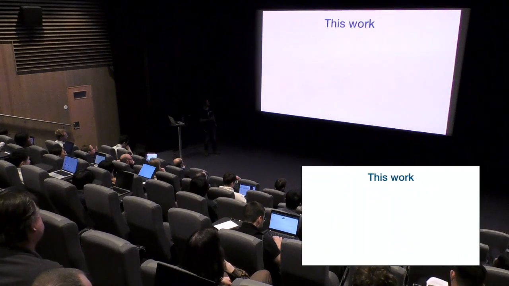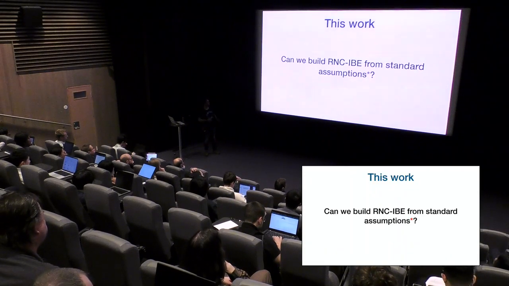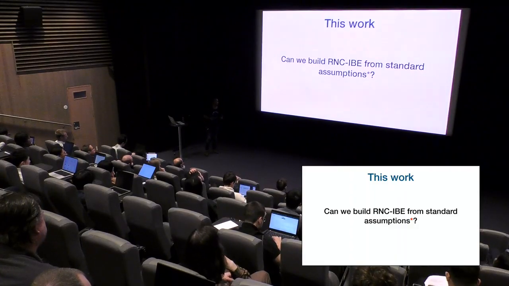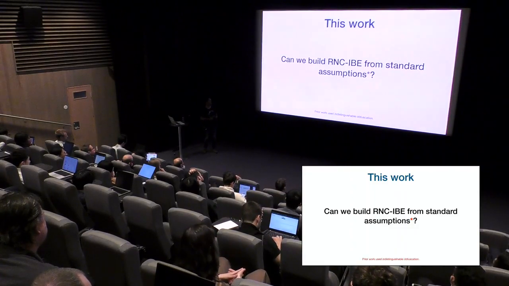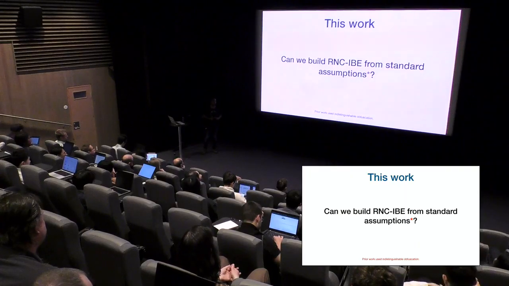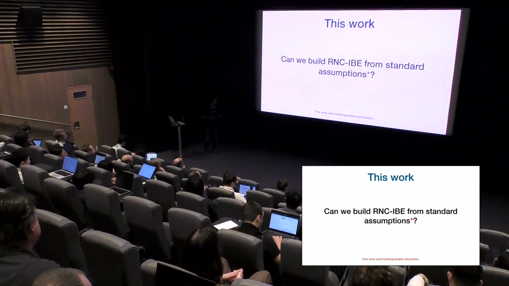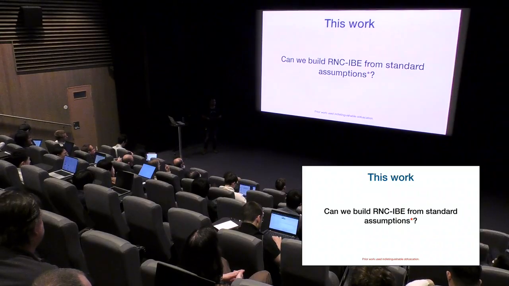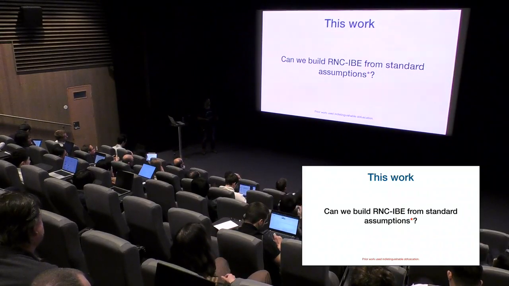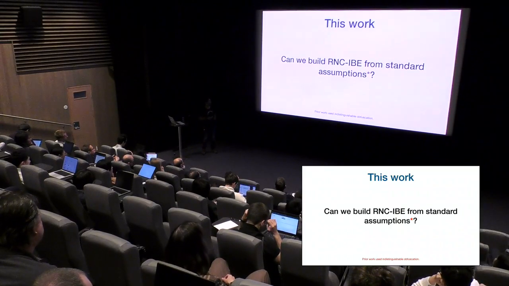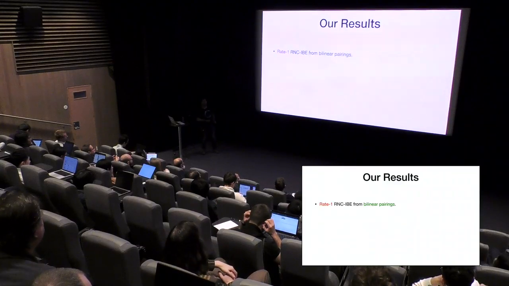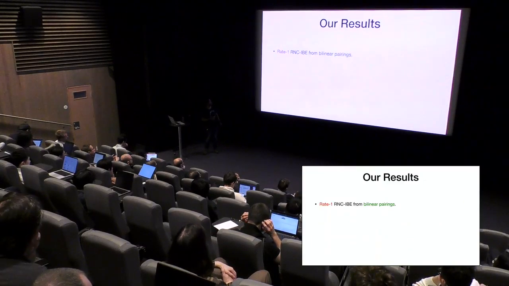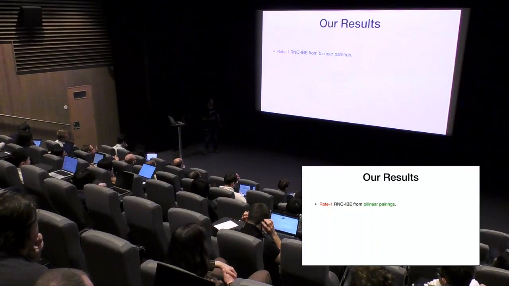So the question we are trying to solve here is, can we build non-committing IBE from standard assumptions, or weaker assumptions than the assumptions used by Hiroka et al.? They used indistinguishability obfuscation, so a pretty heavy hammer. We want to bring it down to something like bilinear maps or LWE, and that's what we did. So we get rate 1 non-committing IBE from bilinear pairings.